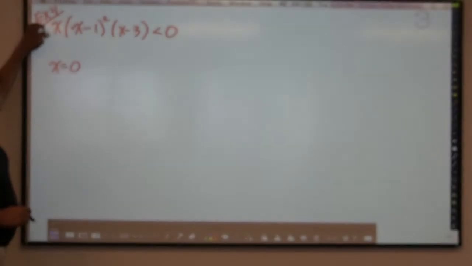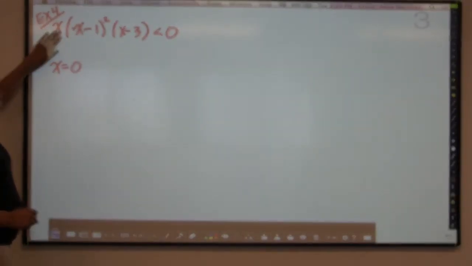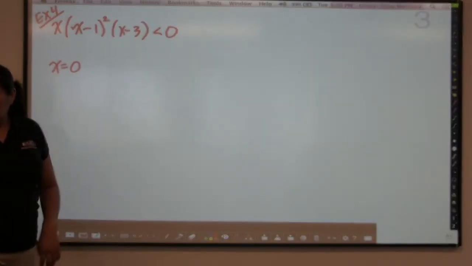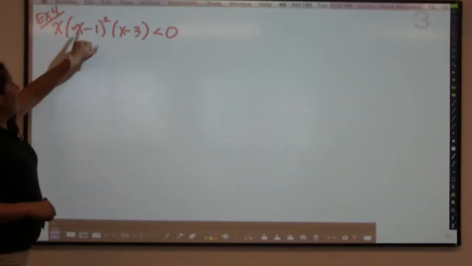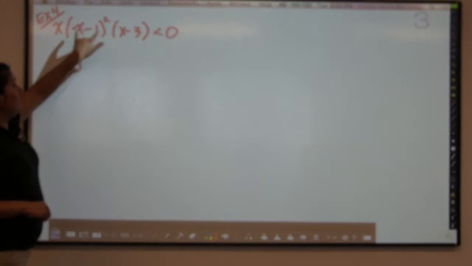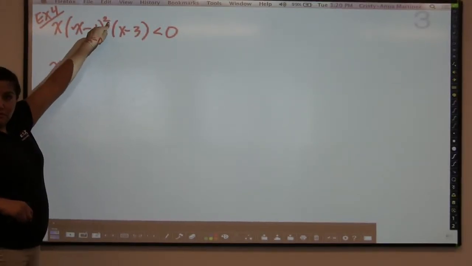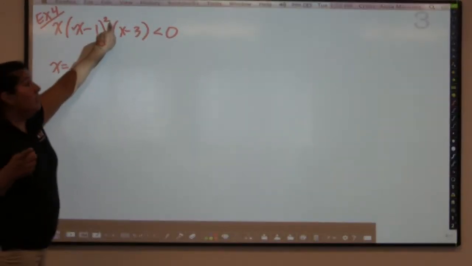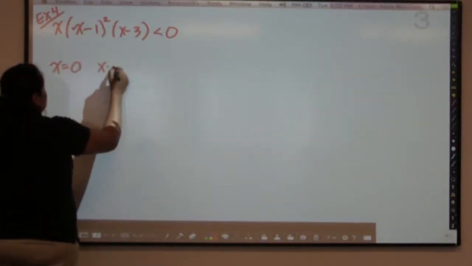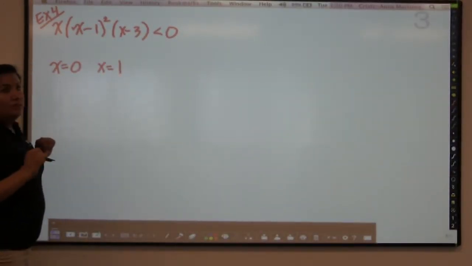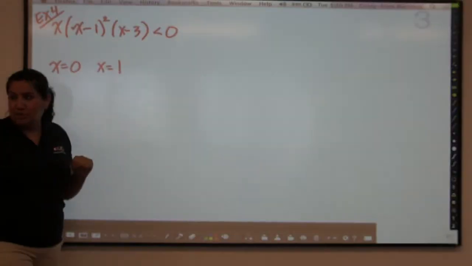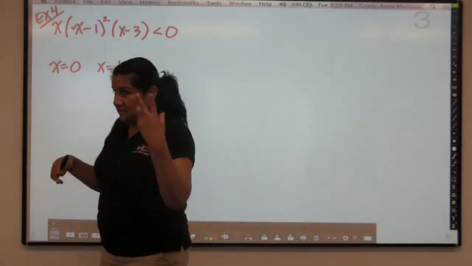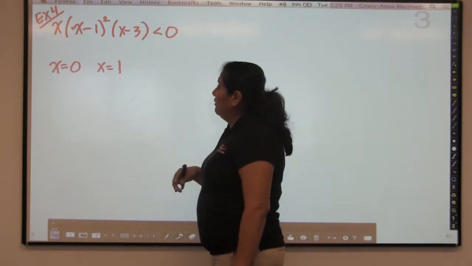Okay, that's a critical number. Don't ignore him. X equals 0. If x is 0, this whole thing will be 0. Right. So x is definitely a critical number. Then here, this one is the same factor 2 times. Remember from before, multiplicity. So we're going to get x equals 1, but we're going to get that same number twice. So we don't have to write it down twice. Just know that it's going to be a 0 twice.